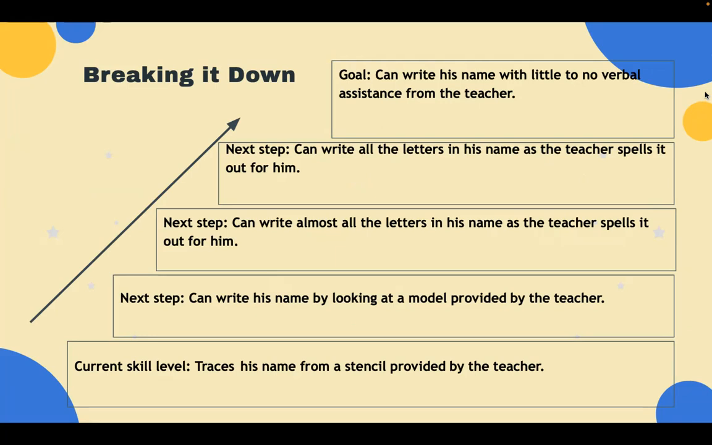We primarily focused on the goal of being able to write his name with little to no verbal assistance from the teacher. So when I first came into the classroom, his current skill level was traces his name from a stencil provided by the teacher. Our next step beyond this to help work his way up towards his goal was being able to write his name by looking at a model provided by the teacher. The next step was to be able to write his name with almost all the letters as the teacher spelt it for him. And the next step was being able to write all the letters in his name as the teacher spells it for him, eventually to get to our goal of writing his name with little to no verbal assistance from the teacher.